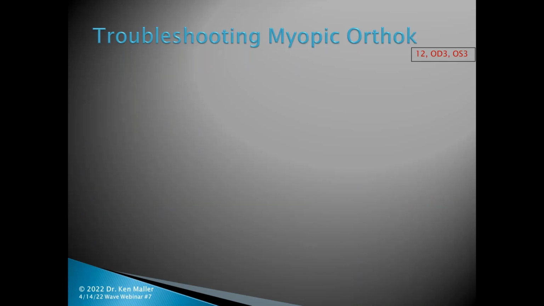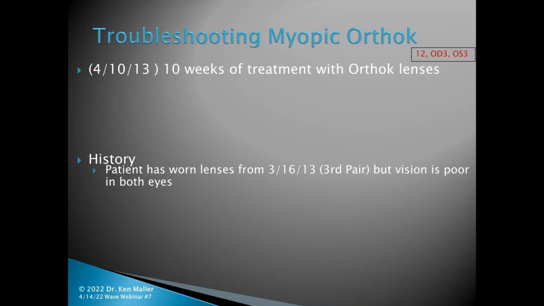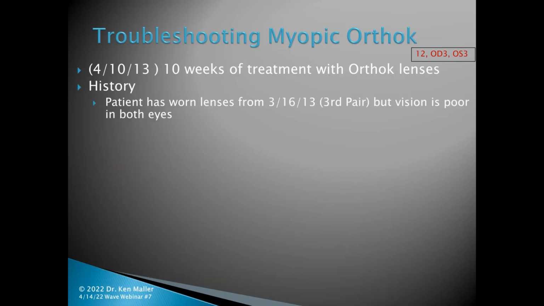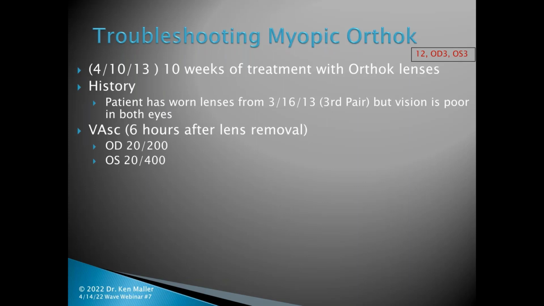Okay, at the 12th visit, he's now on OD number 3 and OS number 3, and he's had 10 weeks of treatment with Ortho-K. He's worn those lenses since 3/16, so it's about 3 weeks later on the third pair, but vision is poor in both eyes. Uncorrected acuity is 20/200 and 20/400, so I would agree that the acuity was actually pretty poor.